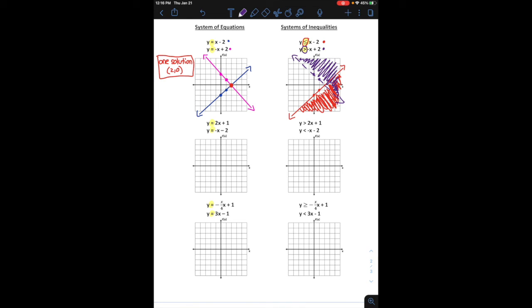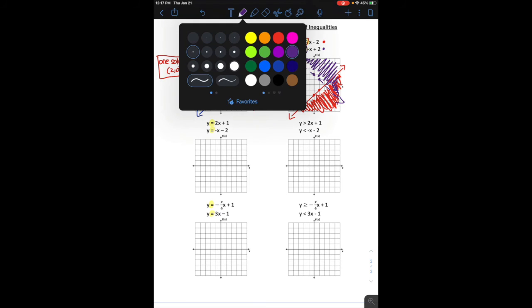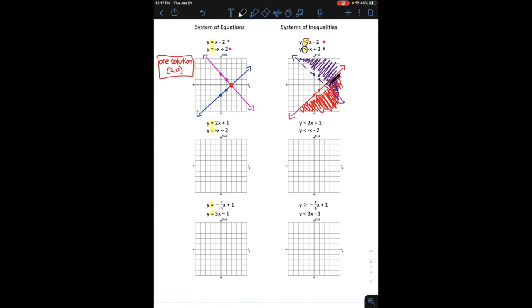For systems of inequalities, the solution is a specific area of the graph where the two shadings intersect each other. In this case, it would be this triangular region where the red and the purple intersect. Therefore, this is the area we're going to shade darker than the rest to show that that is where the solutions are to the inequalities, or the ordered pairs that are solutions to both of the inequalities above.